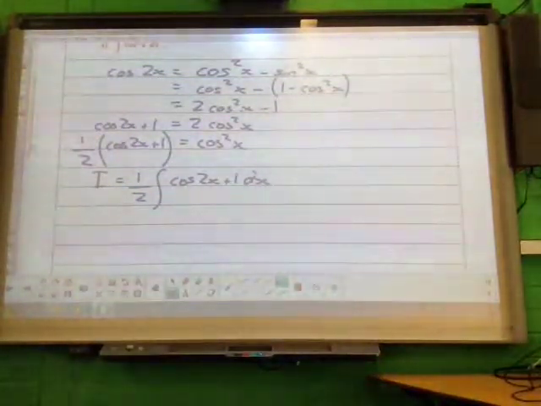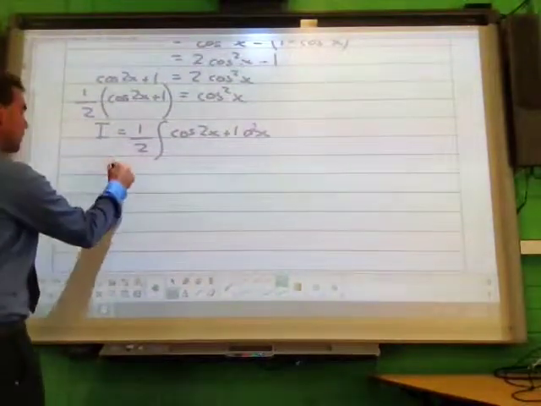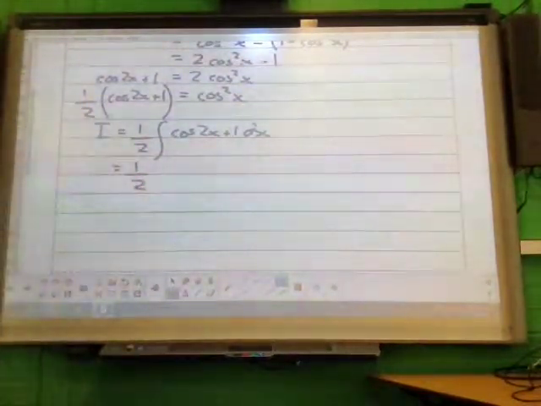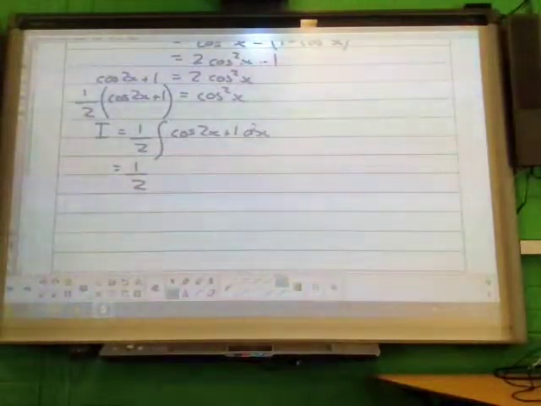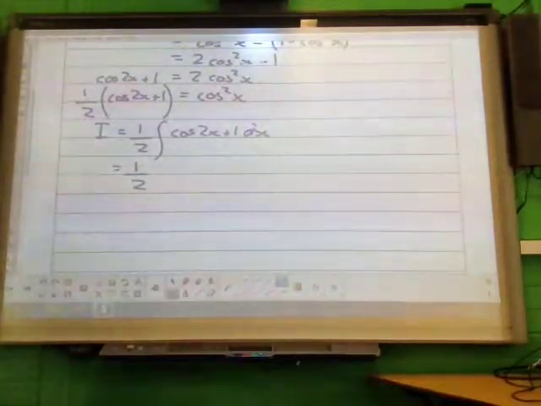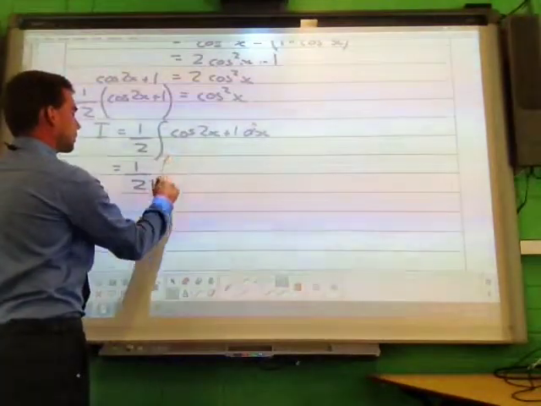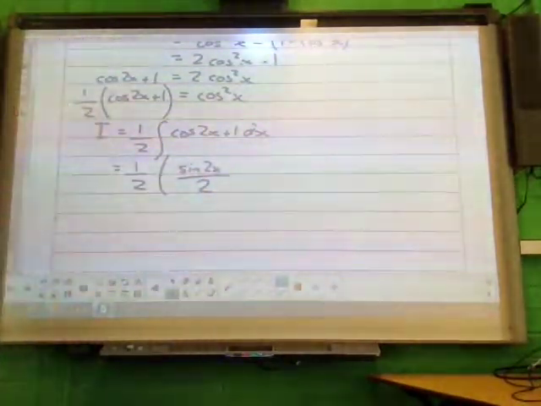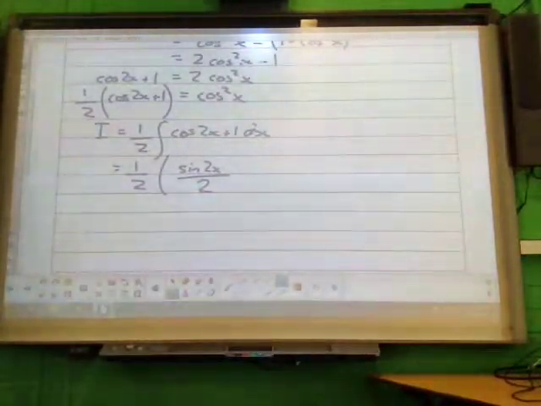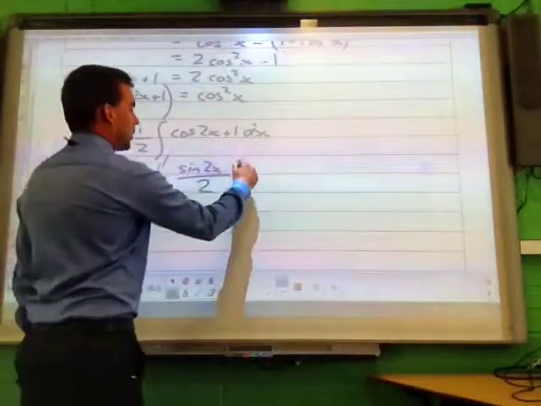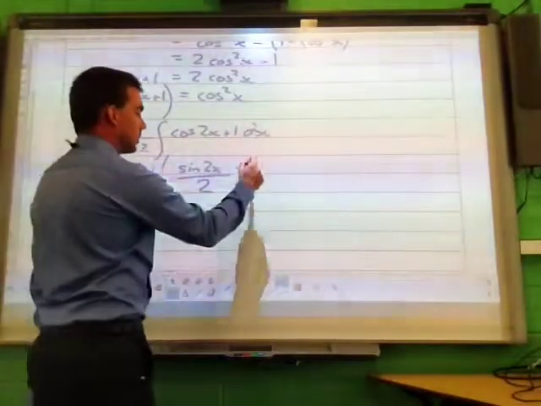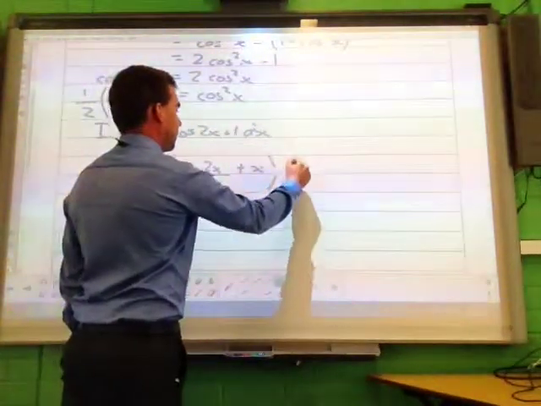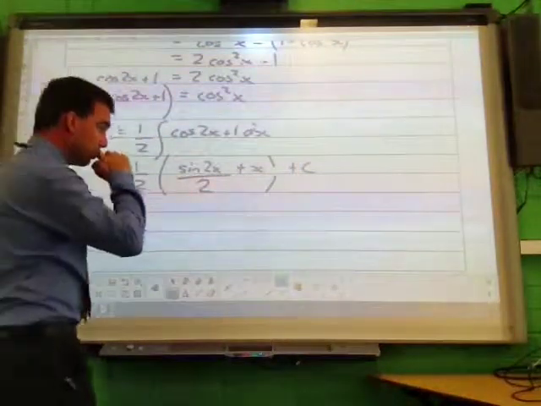Now we don't have to make any substitution because we know how to integrate both those components. So what's the integral of cos 2x? When you differentiate sine, you get cos, but when you integrate cos, you get sine. So sine stays the same, divide by the constant in front of x. And what's the integral of 1 with respect to x? X. And don't forget the constant of integration.